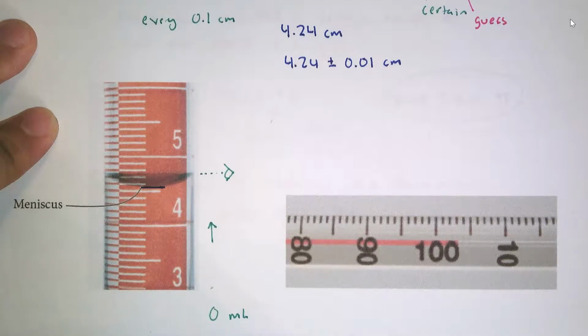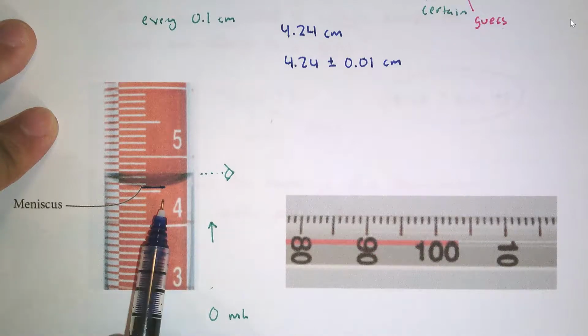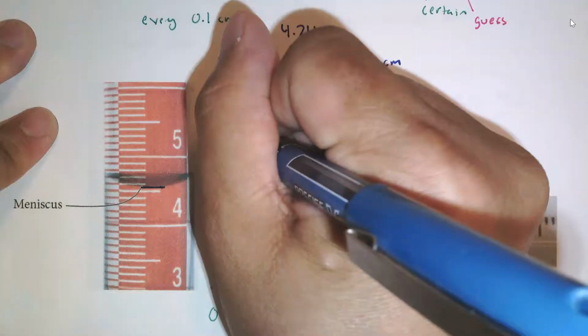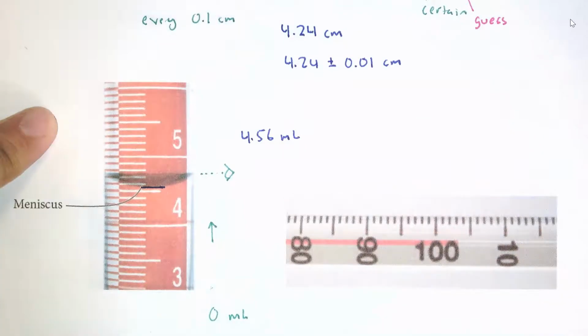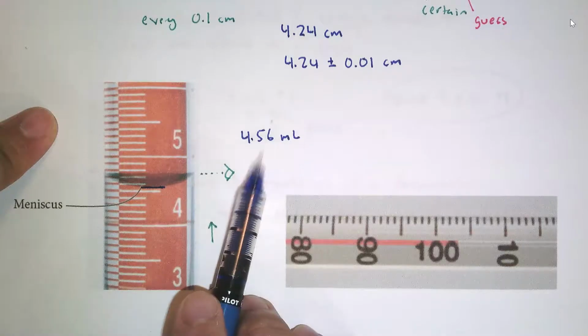Be careful, right? This is 4.0. I have 4.56 milliliters. It goes every 10th of a milliliter, so I'm going to go to the 100th place.